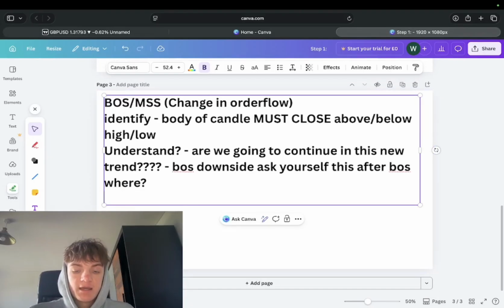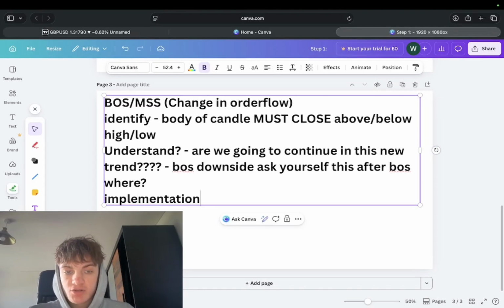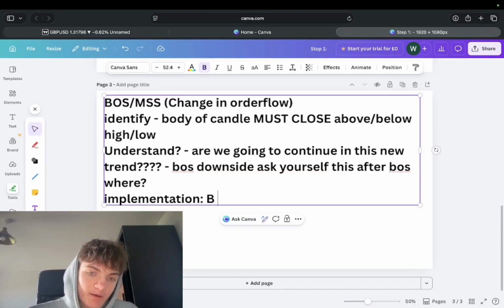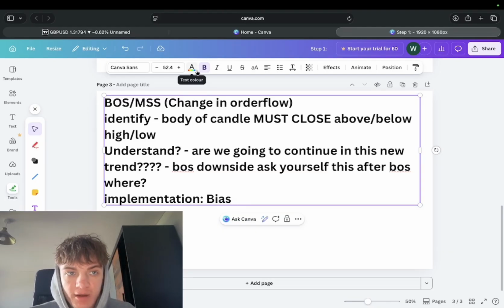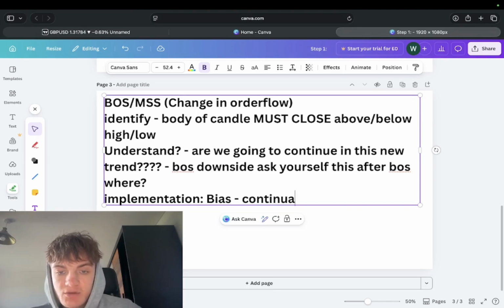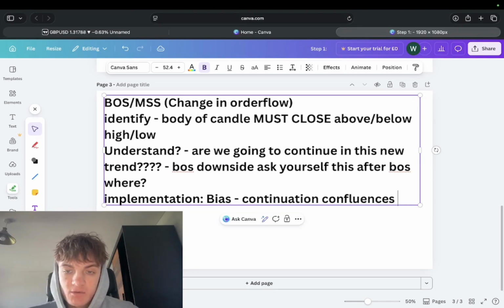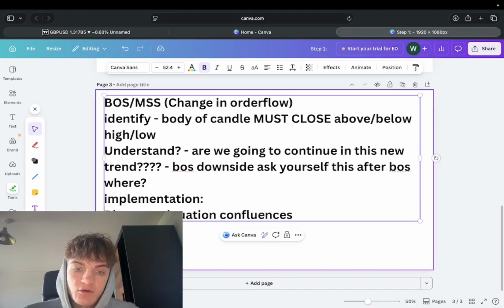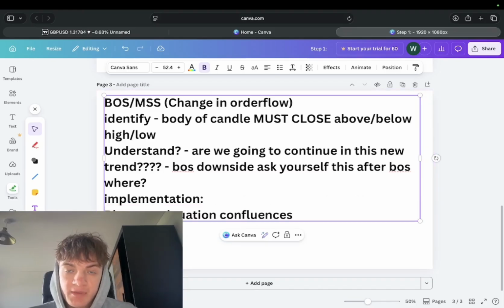Okay, implementation. I don't really use this for bias, but I'm going to include bias in it just because of the high time frame, low time frame sort of thing. But I very rarely use it in bias. It mainly is just a continuation confluence. So once I've found my bias, I then look for that to be able to decide and agree, yes, we are going to go.